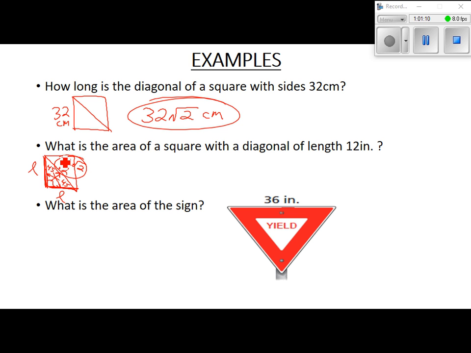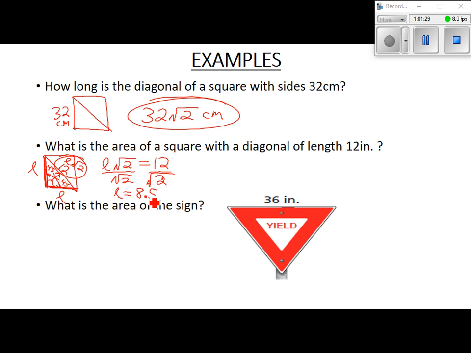L times the square root of 2 equals 12. Divide both sides by the square root of 2. Somebody help me out there. 6 times the square root of 2, which is about 8.5.